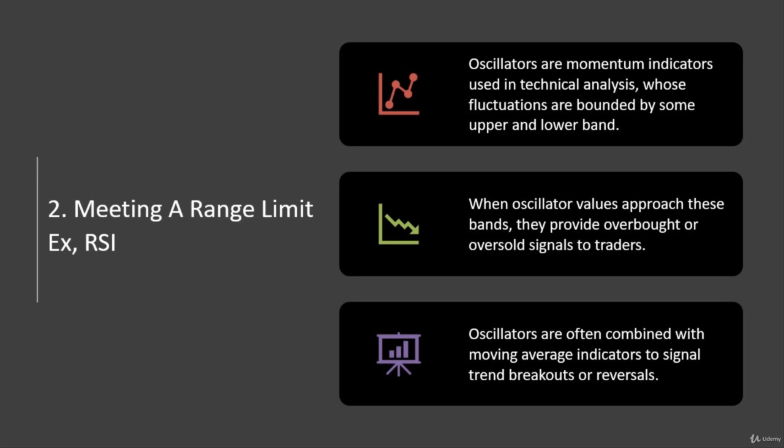And also we have range limits, with funny names like oscillators and momentum indicators, where we're going to look at what the trading ranges are and how things fluctuate within an upper and lower band of a trading range. And as they approach them, are they going to indicate things like something being overbought or oversold? Or can you combine these different types of range limit trading with movement and moving average indicators to signal trend breakouts and reversals? So there are big broad aspects of that.